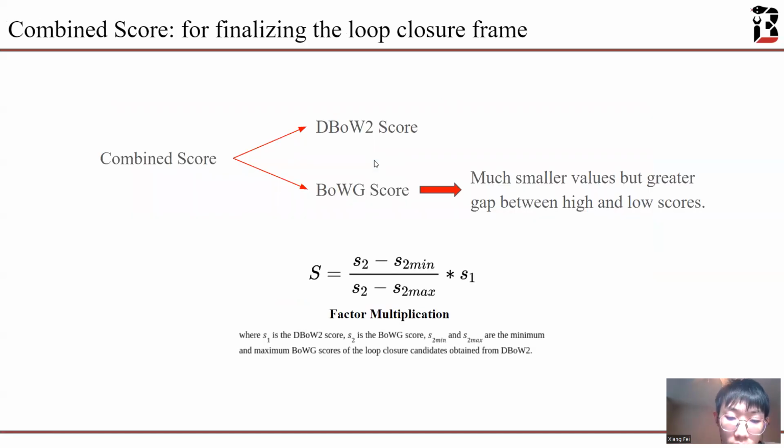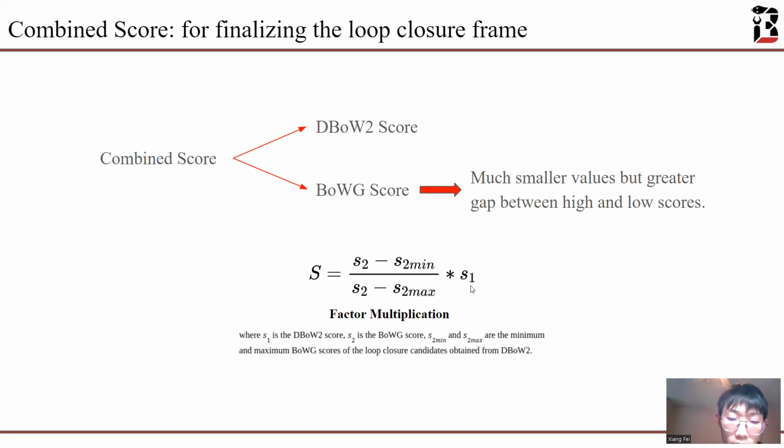Then is the combined score that is used to finalize the localizer frame, which takes into account both the DBOW2 score and the BoWG scores, and considers that the workgroup matching is much stricter than word matching, and the workgroup information in each image is rich, so the TF values of BoWG score is significantly smaller, and the difference between high and low BoWG score is much greater. Therefore, we decided to use min-max normalization to process BoWG score and use it as a factor to multiply with the DBOW2 score to get the combined score.